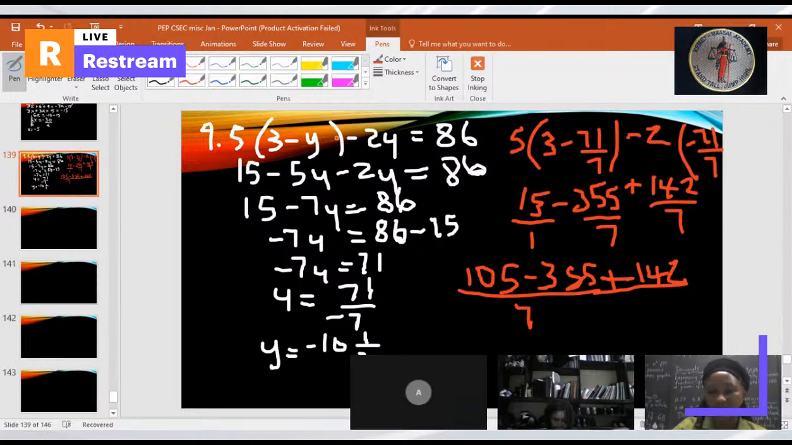And if we work, let's say we work the brackets. So 3 over 1 minus 71 over 7. 3 sevens 21, minus 71, that would give negative 50, times 5. So that's negative 250.